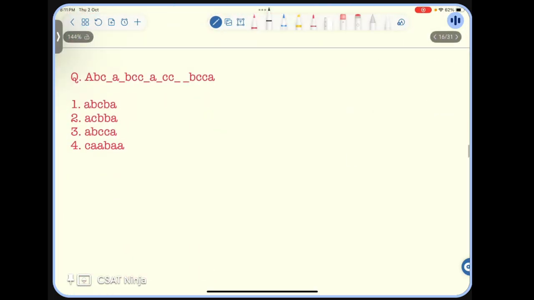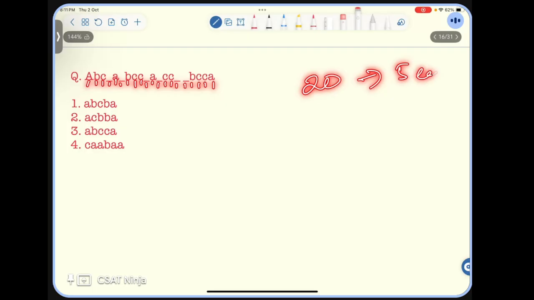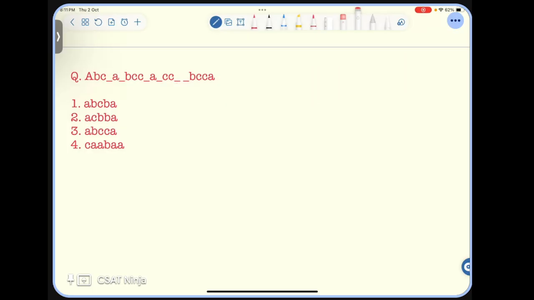Now, what about this? Let's count and check. How many terms do we have? 1, 2, 3, 4, 5, 6, 7, 8, 9, 10, 11, 12, 13, 14, 15, 16, 17, 18, 19, 20. We have 20 terms, which means we need to divide 5 each. 1, 2, 3, 4, and 5, and again 1, 2, 3, 4, and 5, and so on. So I've divided 5, 5 each, since there are 20.